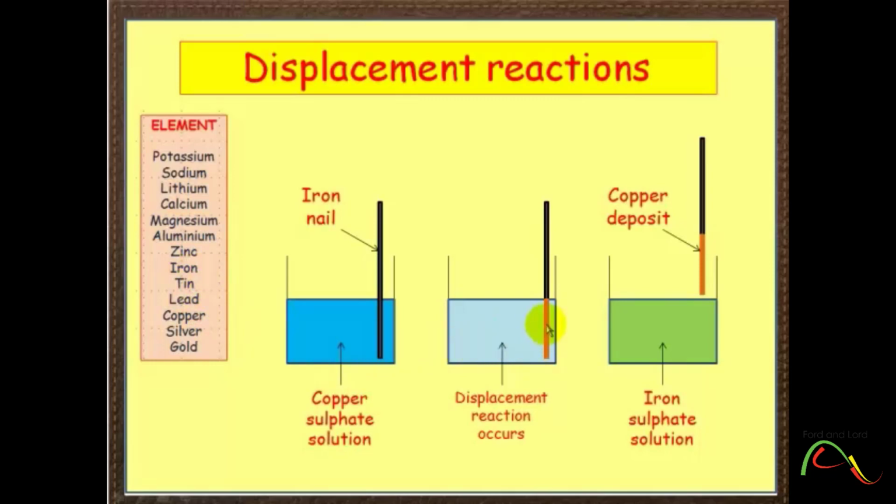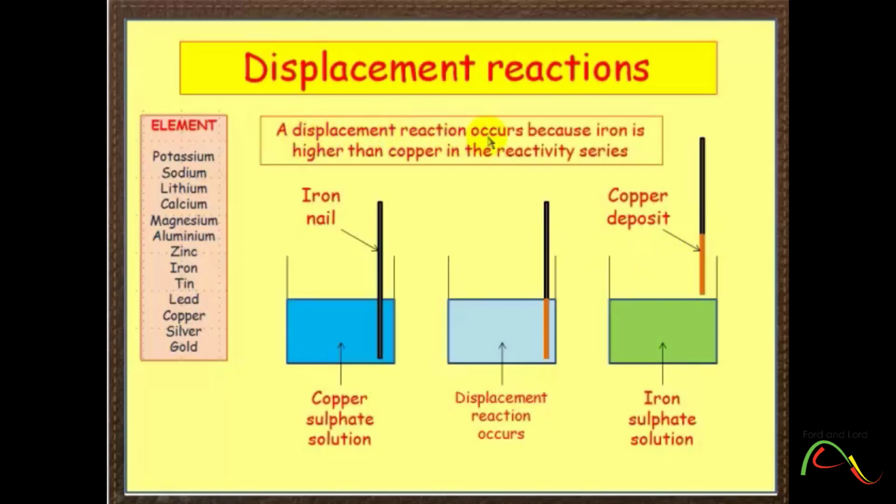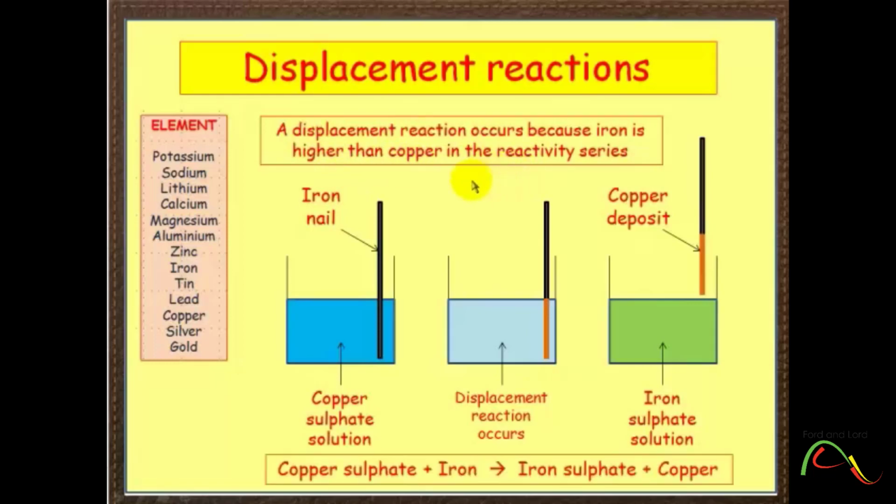And look, there's the copper being formed. So left to run its course, you find you're left with green iron sulfate solution, and the copper is now being displaced, and you find it as a deposit on what's left of the iron nail. So a displacement reaction occurs because iron is higher than copper in the reactivity series. Let's look at the equation. Copper sulfate plus iron gives iron sulfate plus copper. Or in other words, CuSO4 plus Fe gives FeSO4 plus Cu. So iron is there, copper is there, iron displaces the copper, kicks it out and takes its place.